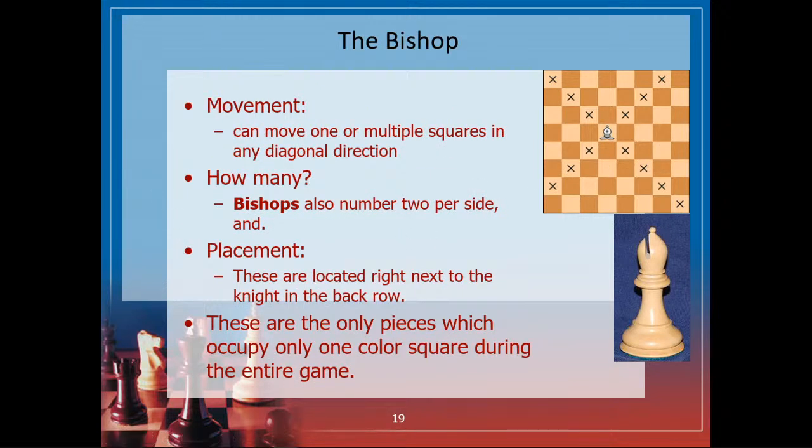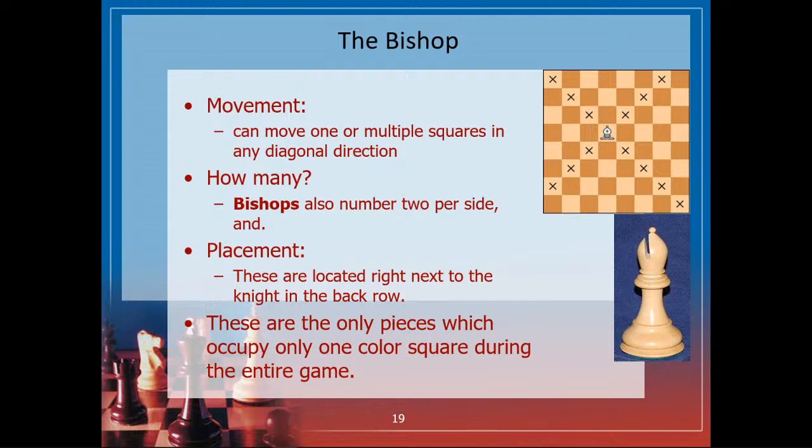Movement: can move 1 or multiple squares in a diagonal direction. So this is the bishop, kind of like an X, a Diagon Alley, as someone might say. How many? Bishops also number 2 per side. These are located next to the knights in the back row.